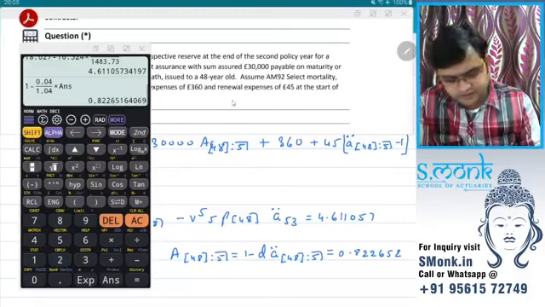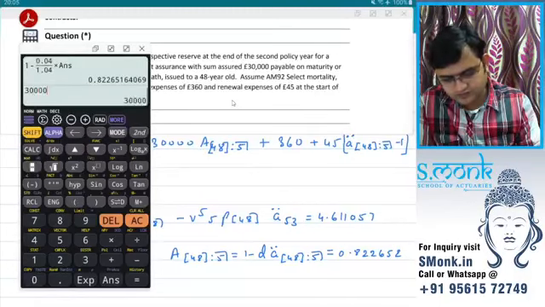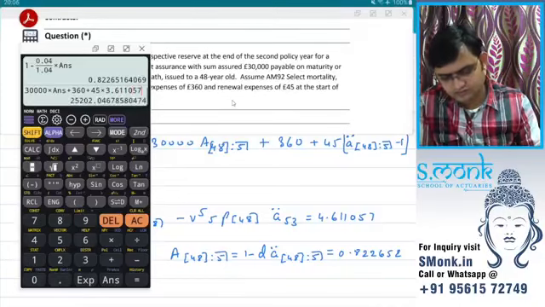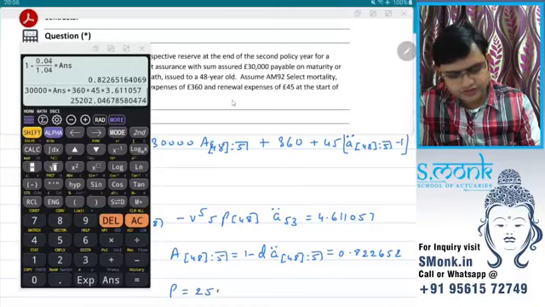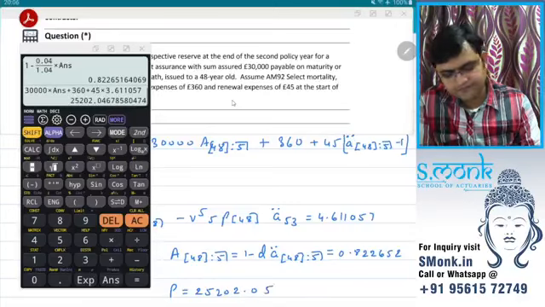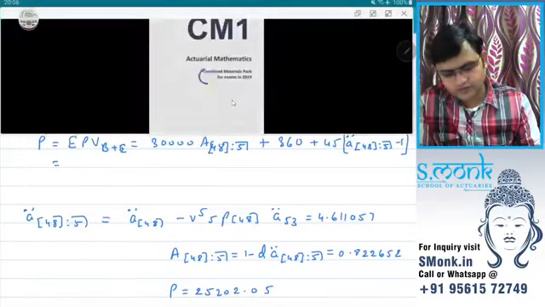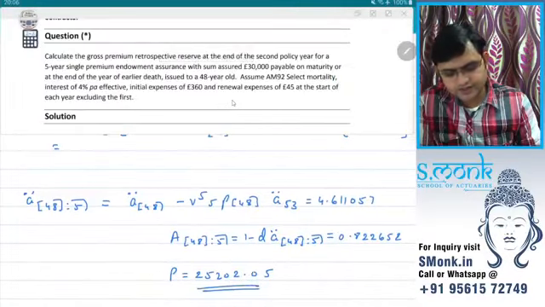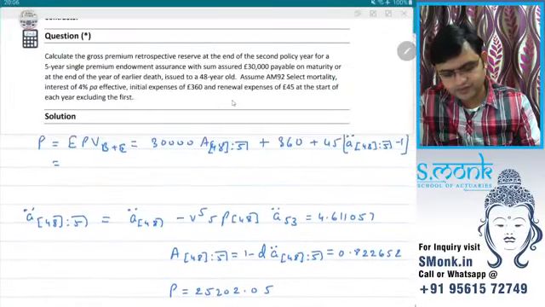So the premium is going to be 25,202.05. So this is the single premium that is supposed to be paid.